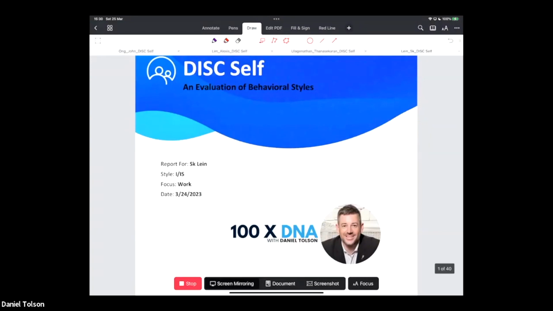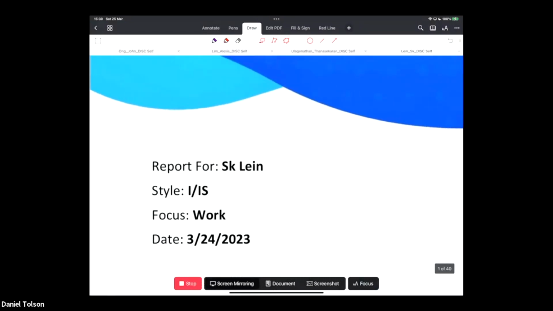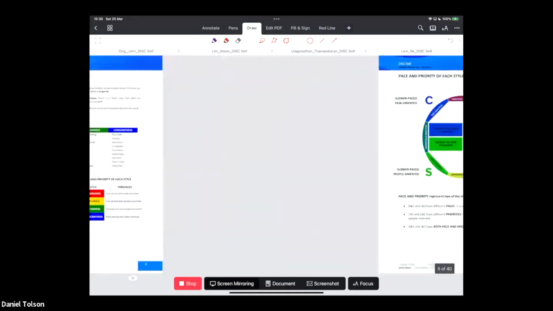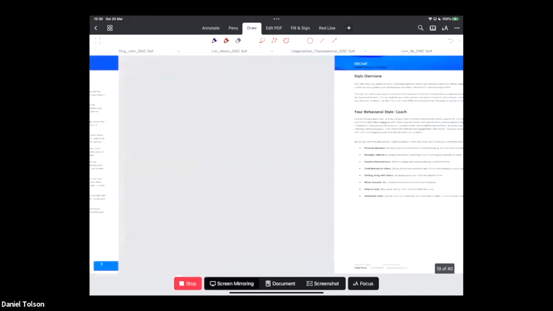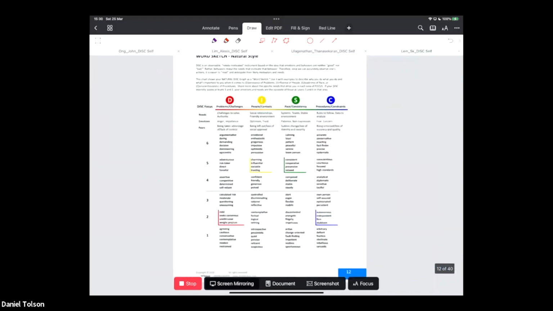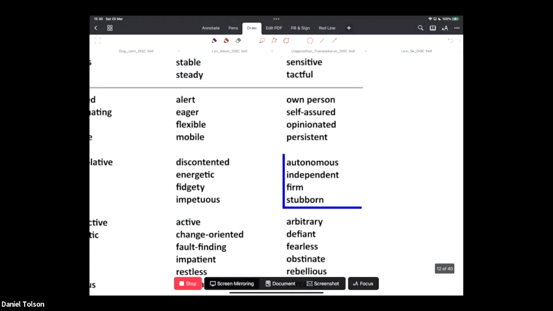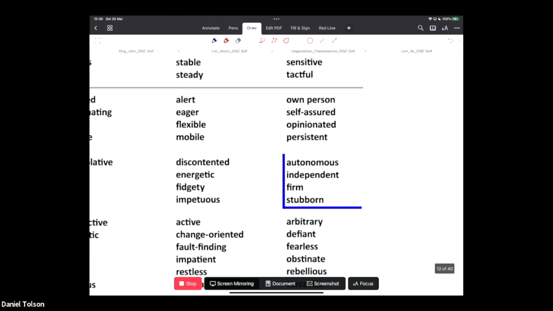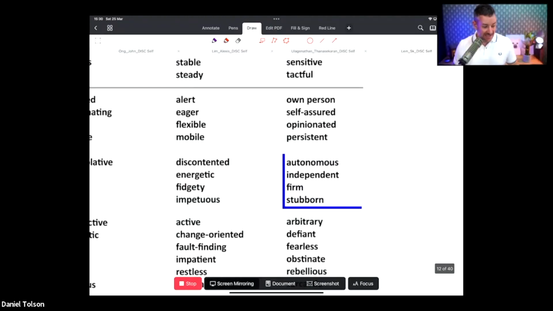Now, let's have a look at how you approach procedures and constraints. So just to confirm, this is your report here. Excellent, wonderful. And we want to have a look at page 12. And on page 12, we're going to have your descriptive words. So when it comes to approaching procedures and constraints, there's 4 words that describe you: autonomous, independent, firm, and stubborn. Which of these words would best describe you?